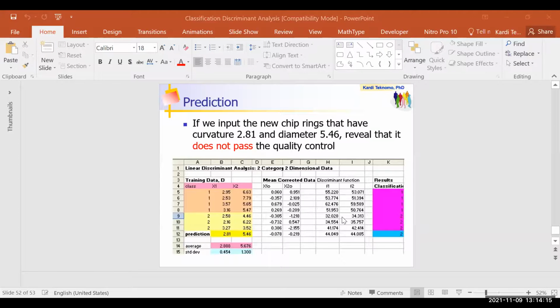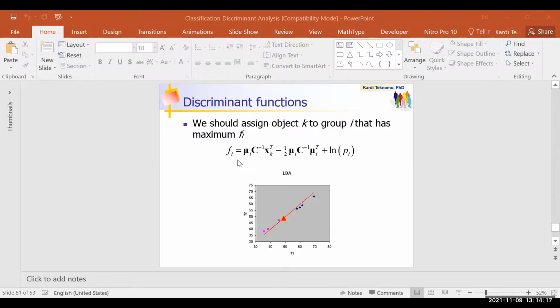Okay, I will repeat that. So here, this is the discriminant function. This is just the score. This is a multiplication of two terms. First is the mean of each group, times the inverse covariance, multiplied by the data. This is xk, the data, right?